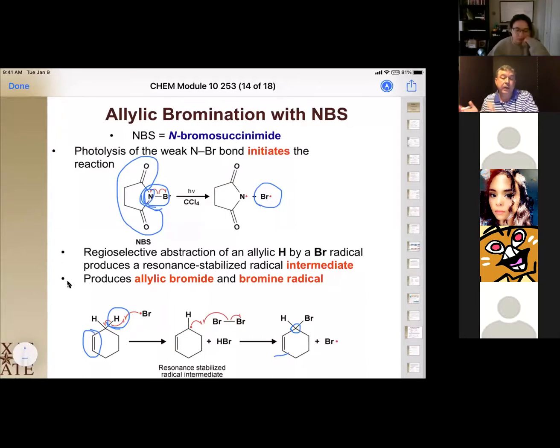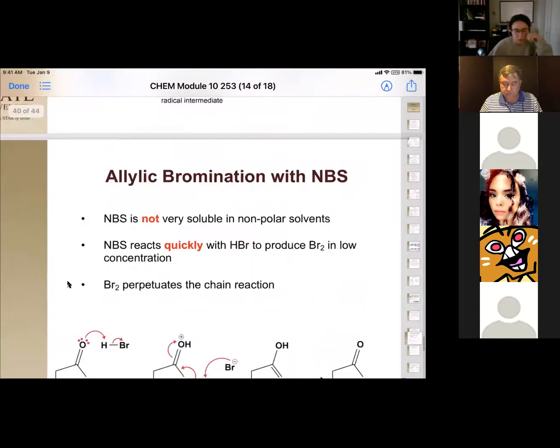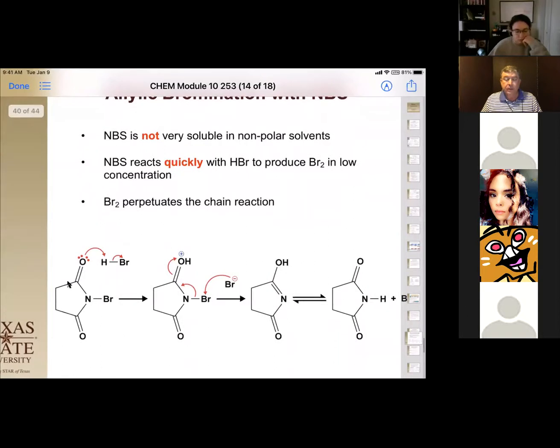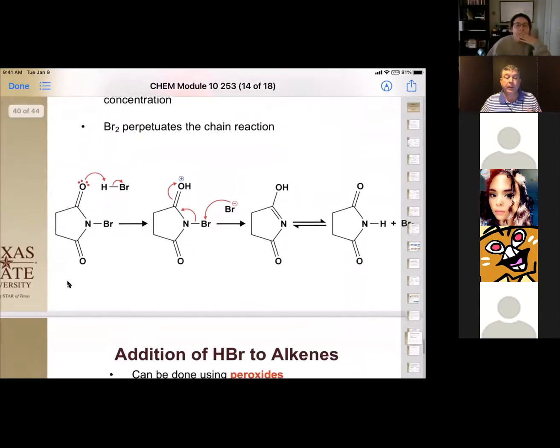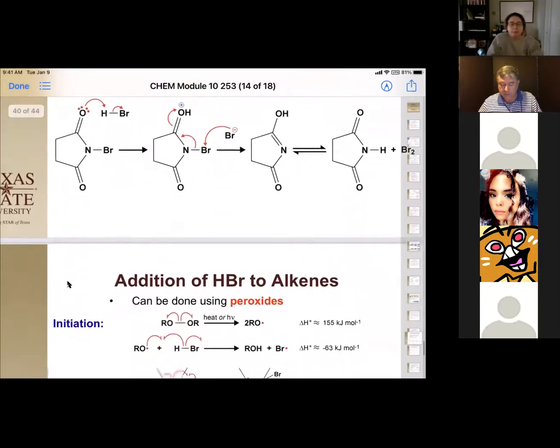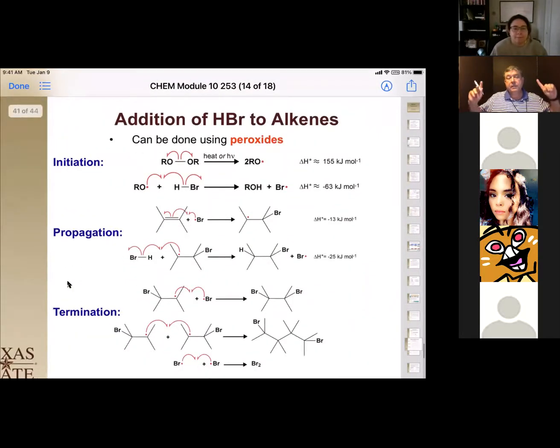We have very little bromine sitting around. Most of the radical is generated by the NBS. Okay. So one of the drawbacks is that NBS is not very soluble in nonpolar solvents. And so it reacts quickly with HBr to produce bromine at low concentrations. And then the bromine actually will perpetuate the reaction by generating more bromine radical.